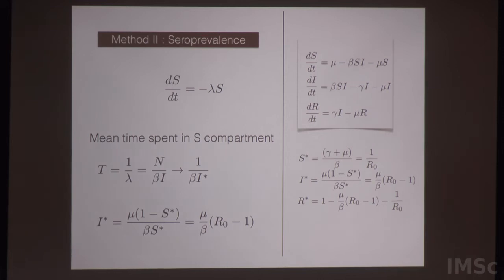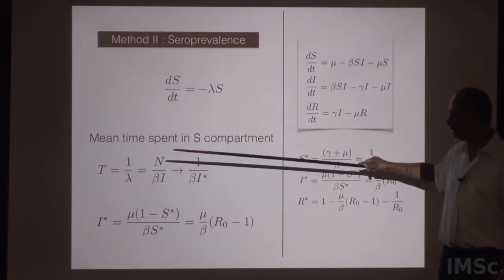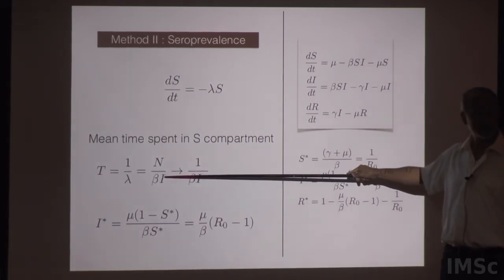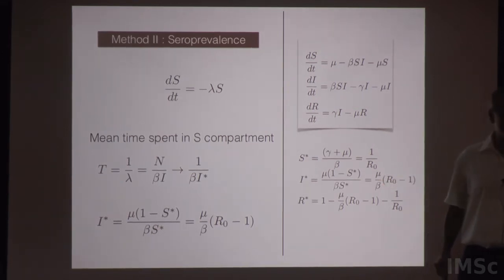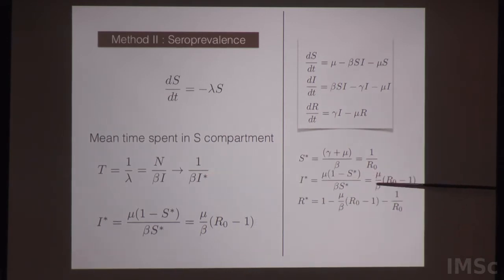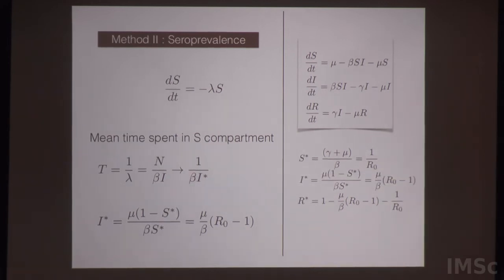Essentially all I am doing is finding out what is lambda. I know my expression for lambda from here, but what value of I should I use here? The value of I that I should use is the endemic value of I, which is I star, the number of people in the population who are infected. Once I do that, I can just plug this formula that I already calculated here into this equation to find out what the time spent there is.